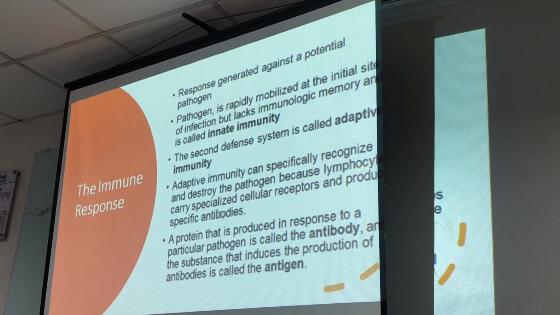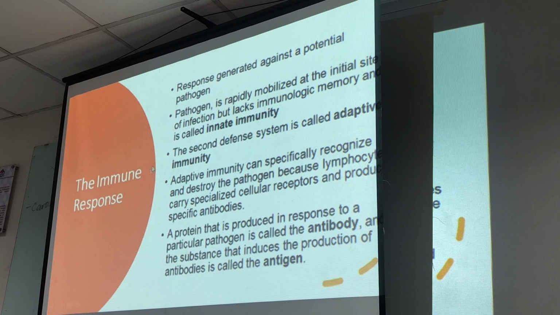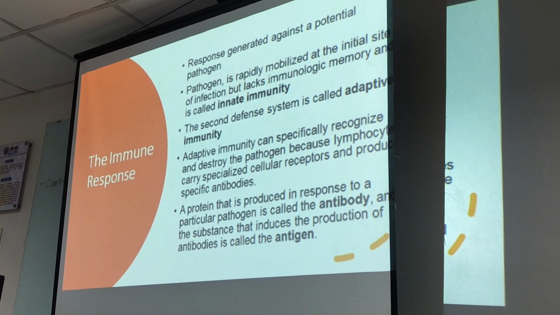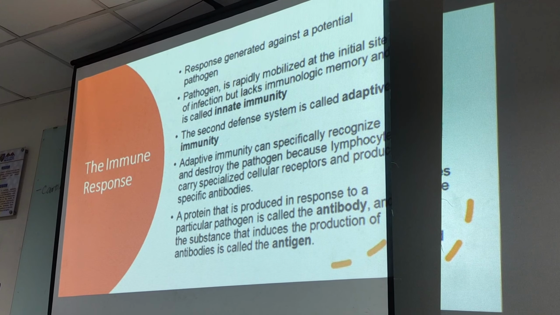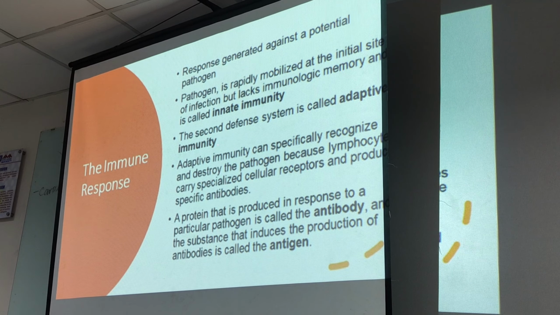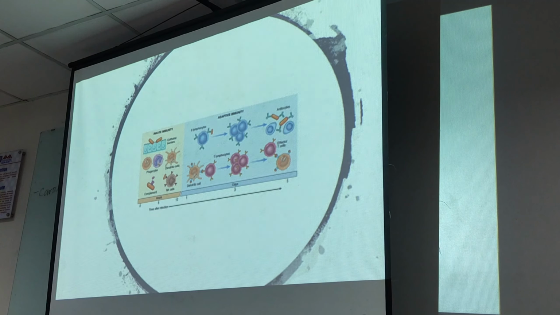rapidly mobilize at the site of infection. However, this fast-reacting component of the immune system lacks memory, as compared to the adaptive immunity, which is the second defense system that can specifically recognize and destroy the pathogen, because lymphocytes can carry specialized cellular receptors and produce antibodies. A protein that is produced in response to a particular pathogen is called an antibody, and the substance that induces the production of antibodies is called an antigen.